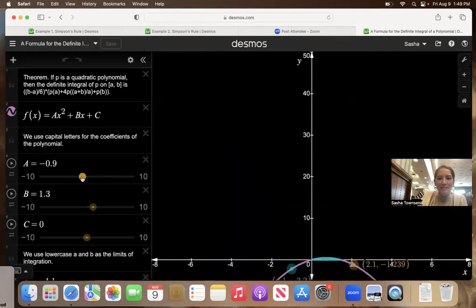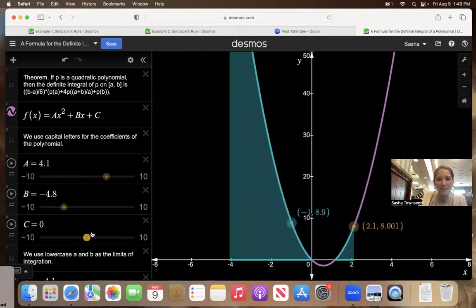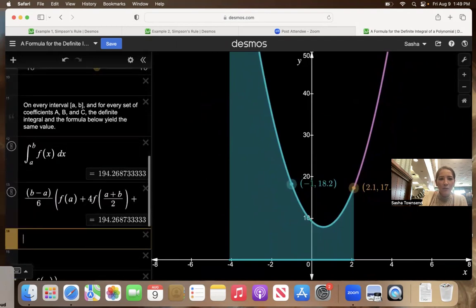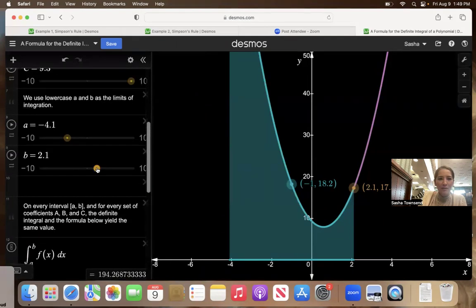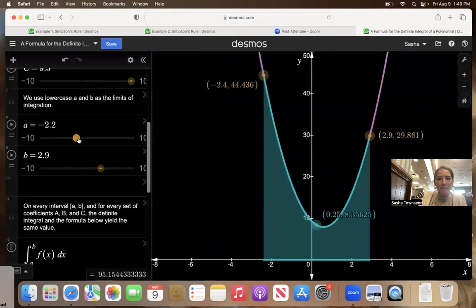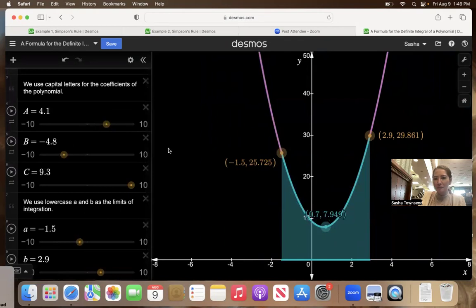But the point is, regardless of what a, b, and c are, these two values are always the same every time. No matter what the bounds are, and no matter what the coefficients of that polynomial are.